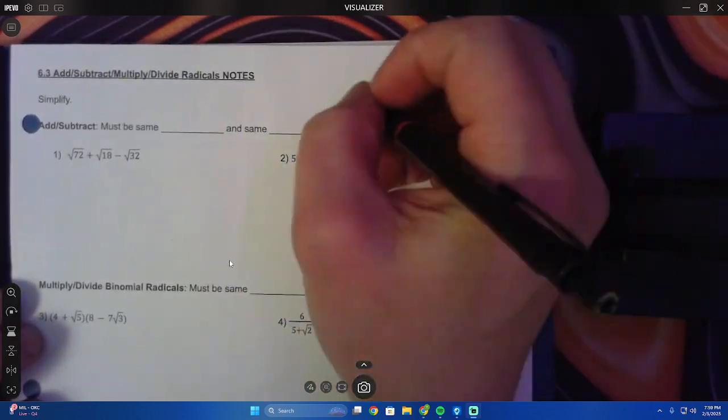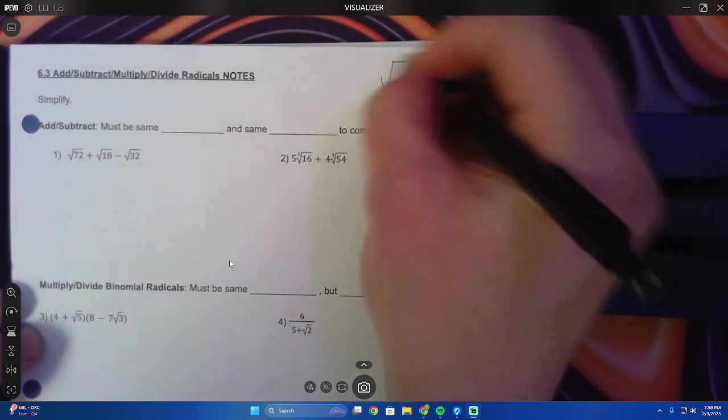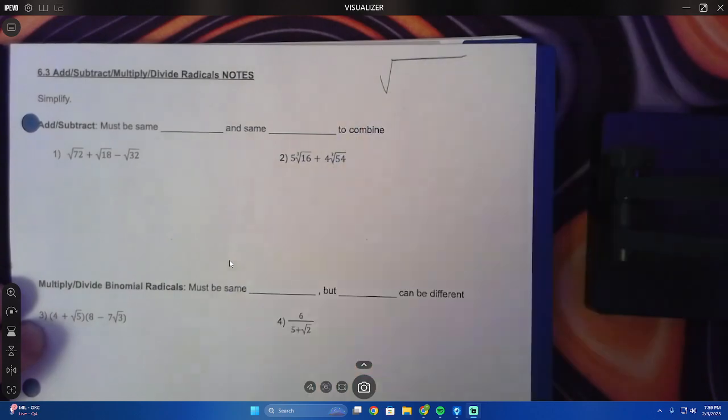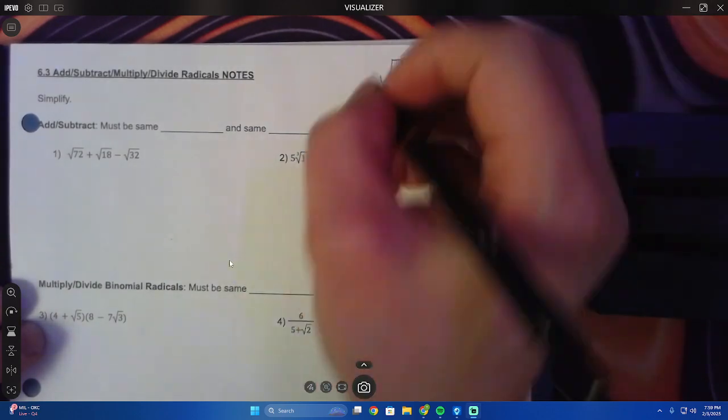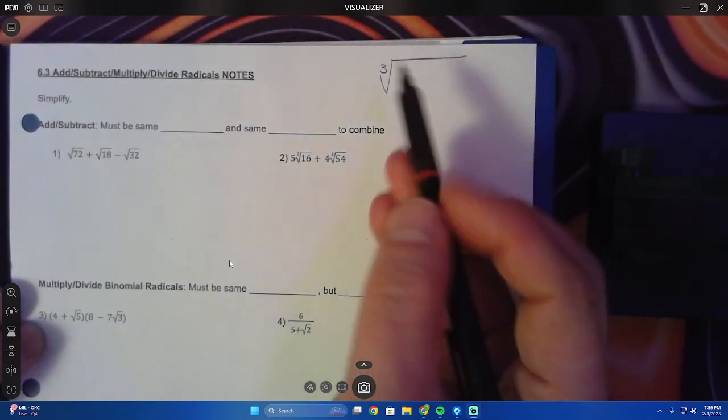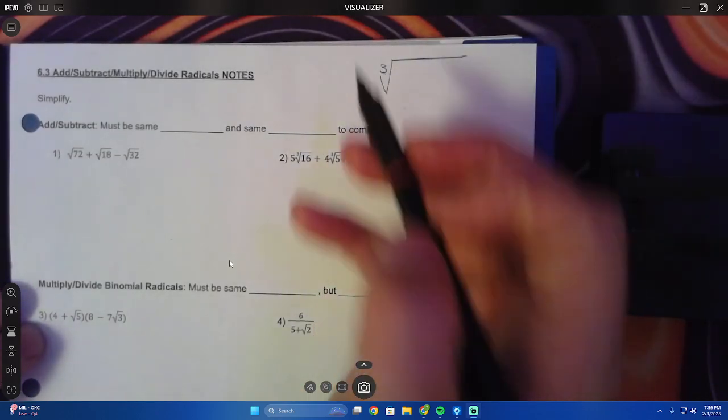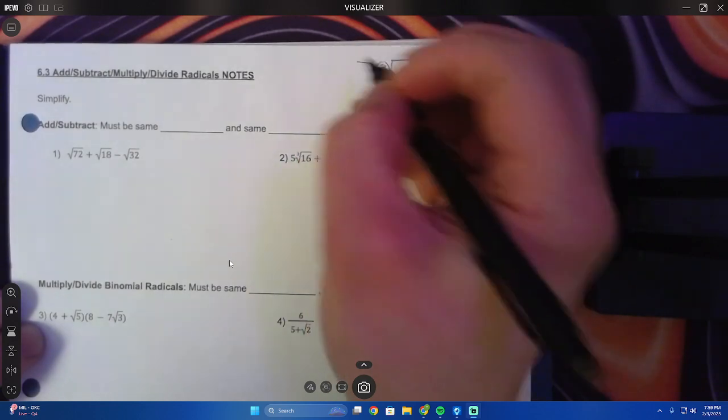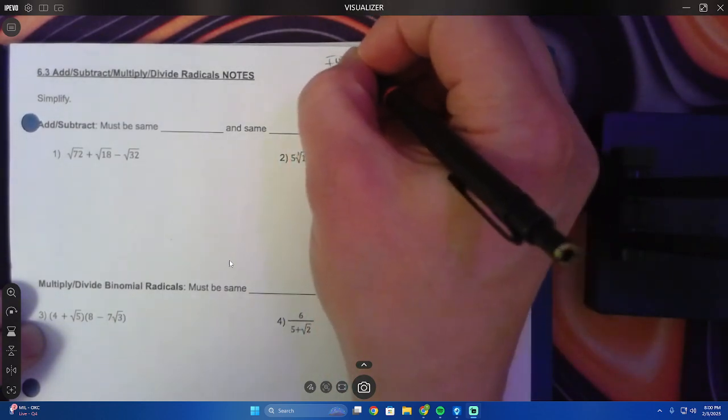First thing I want to talk about is some vocabulary. I want to talk about our radical symbol. Remember, we call the square root symbol a radical. One thing we saw for the first time was an index. Whenever I have a number here, this is our index.